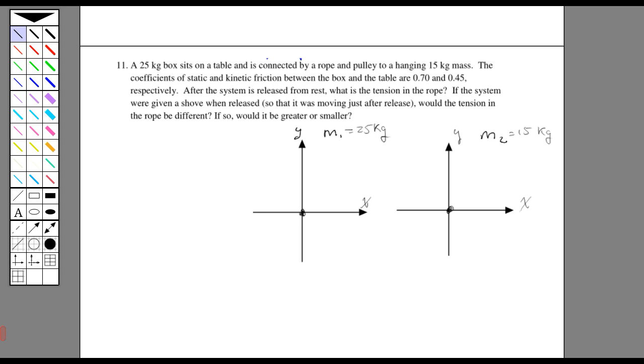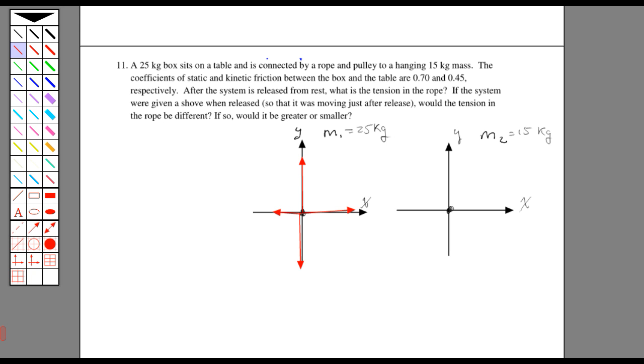So I've started two free body diagrams, one for each of the masses. So let's look at the first one, the 25 kilogram mass. This mass is sitting on the table, so there are some forces acting on it. The first is, since it's on the table, there's a normal force, which is in the positive y direction, and there's a weight, which is downwards in the negative y direction. There's also the tension in the rope pulling the box to the right, and there's a force of friction which is opposing the motion.